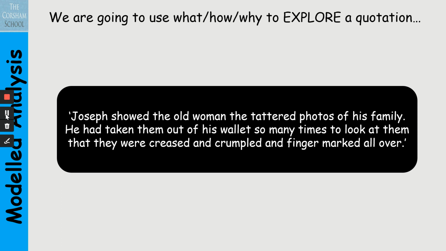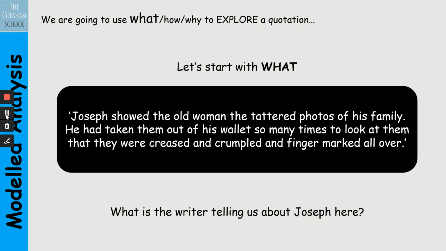So we need to start with the point we're trying to make. What is the writer trying to tell us about Joseph? If Joseph is taking out of his pocket tattered photos of his family, what might that be suggesting to us? Are things likely to be tattered if you folded it and put it in your pocket the first time? Why might you look at something repeatedly? Perhaps he is missing his family.